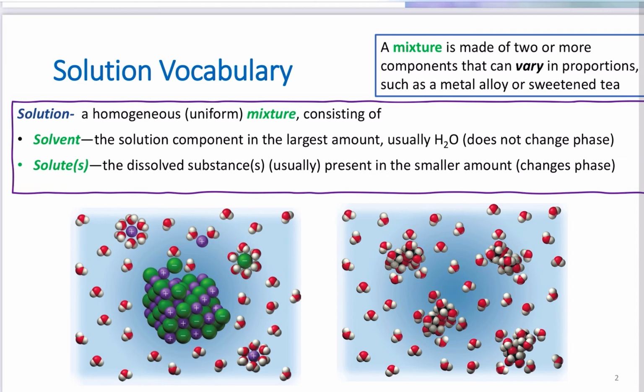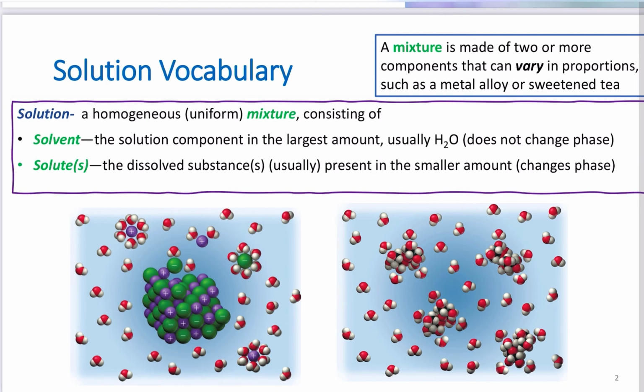So what is a solution? A solution is a homogeneous or uniform mixture. Homogeneous means that it has the same composition throughout the entire solution. So for example, if I take a glass from my cupboard and I fill it with water, just water, if I test the water at the very top of the glass versus the water at the very bottom of the glass, it will have the exact same composition. No matter what, it's going to have the same things in it at each point within that sample.